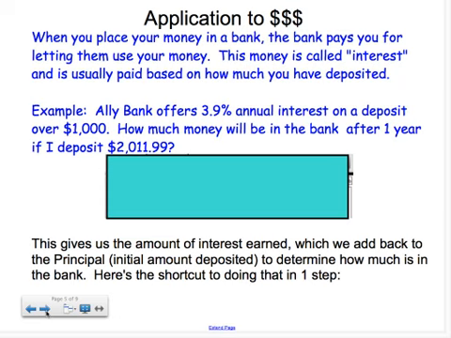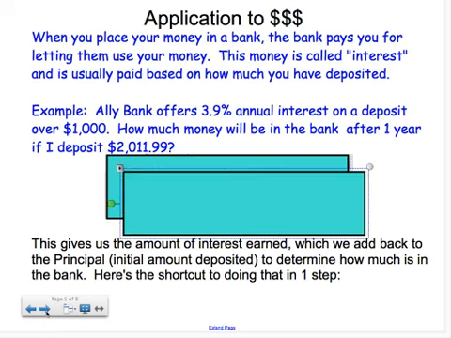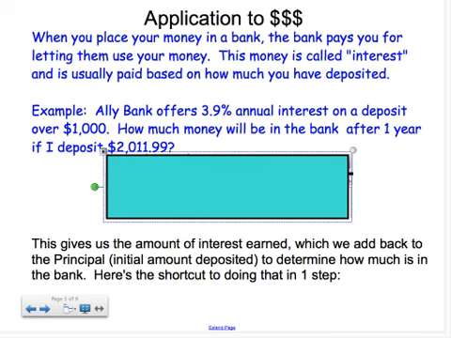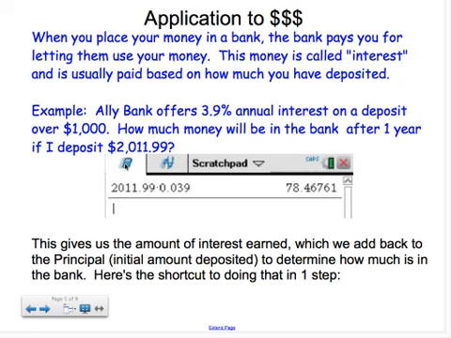Now, here's an example. Ally Bank offers 3.9% annual interest on a deposit of over $1,000. That was last year. I don't know if that's still the case. It's probably lower than that now. But how much money would you have in the bank after 1 year if you deposit $2,011.99? Okay, so the math to do that is pretty simple. You take your amount that you put in, $2,011.99, and you multiply it by this percentage, 3.9%, which as a decimal is 0.039, and that tells you how much money the bank's going to pay you. And if you just add that back to the original amount, that's how much you'll have in the bank.